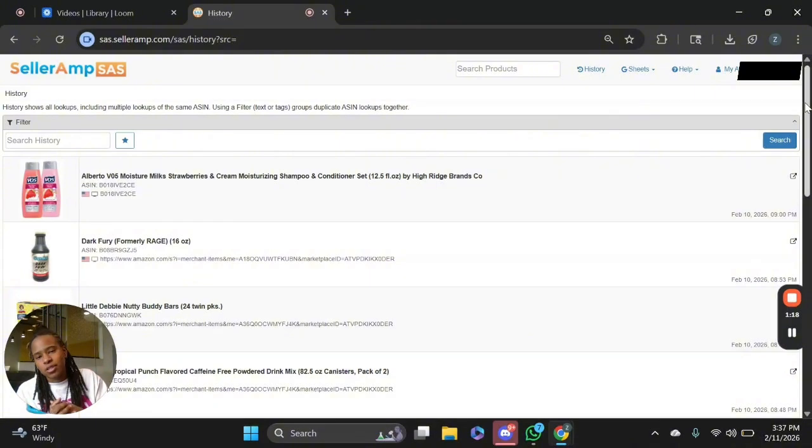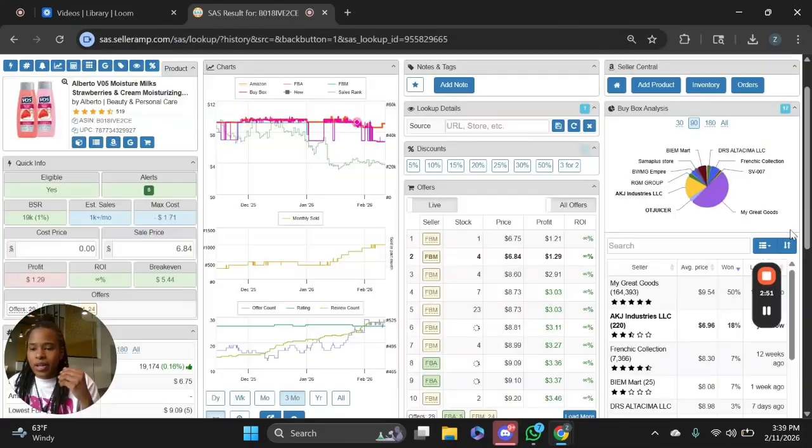So after you open SellerAmp, you create your account, you're already approved on Amazon, you're going to utilize SellerAmp. Find a product. For me, I'm just going to go into my history, find a product, and basically go from there. Now that SellerAmp has loaded up, I'm going to go over the quick info.